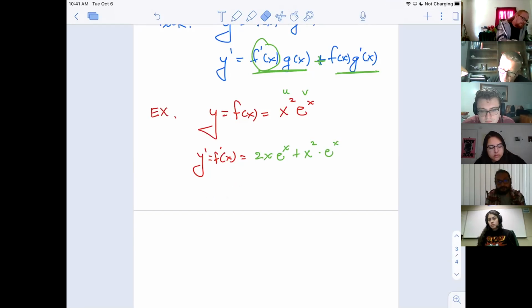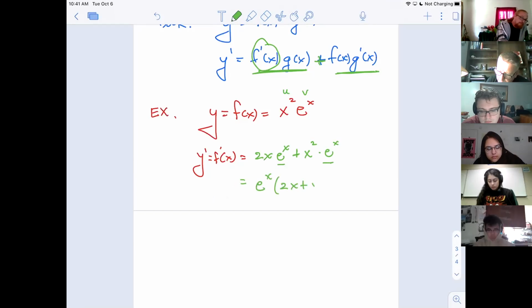Is it kind of cool to be able to recognize that, hey, look, they both have an e to the x in them with a plus sign, and so the reverse of the distributive law would be to pull the e to the x out, and that would leave 2x plus x squared on the inside.